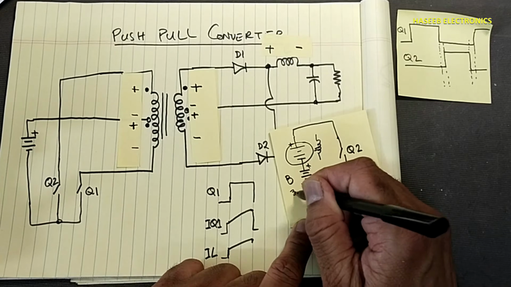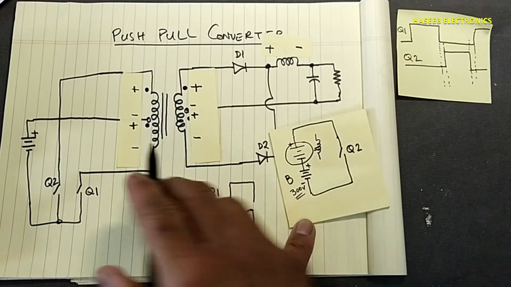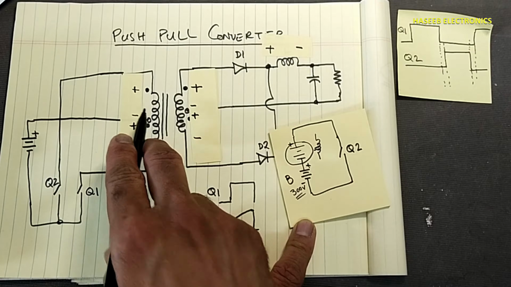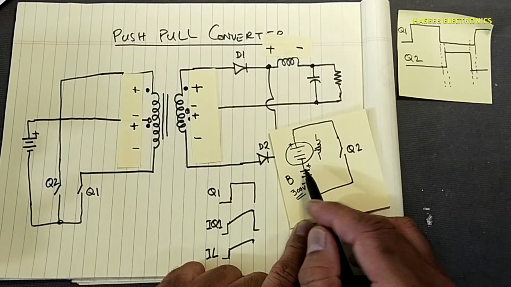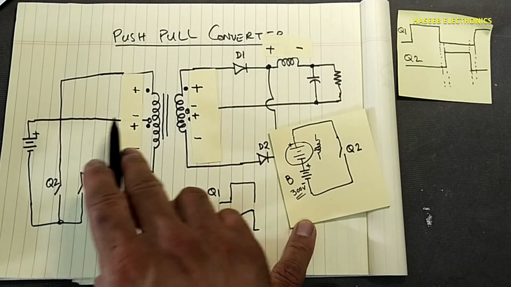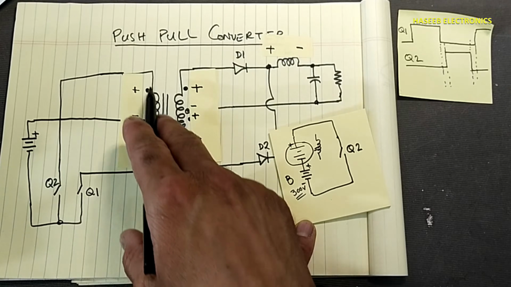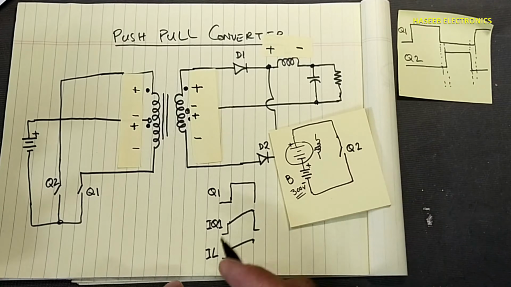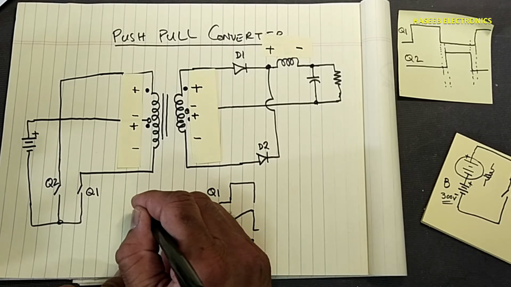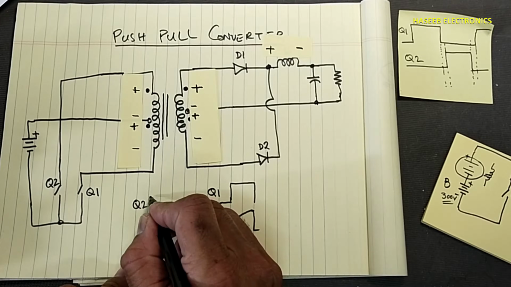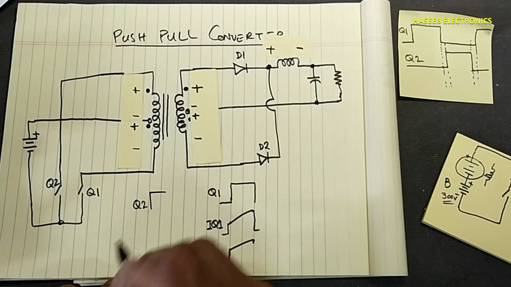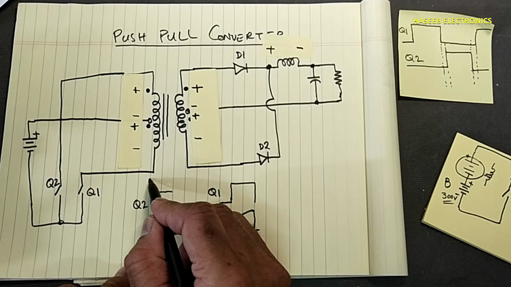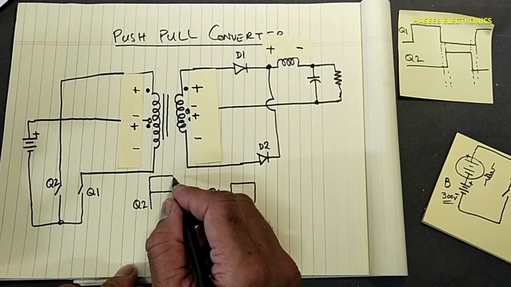If this is 300 volts, this portion of the winding will provide the same amount of voltage. Now both sources, the battery source and this EMF source, are in series, so Q2 will receive double voltage stress. Here is Q2. If this is V in, at that time it will receive 2V in.